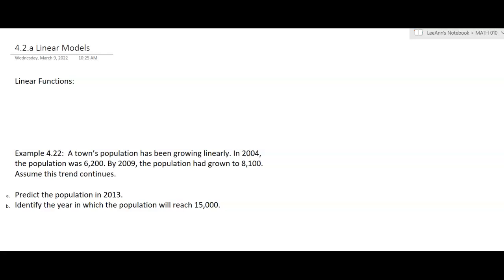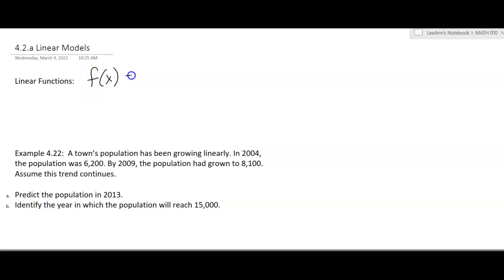Okay, so in section 4.2, we're going to be talking about linear models. What we want to do is take the information we know about linear functions and apply it to real-world situations. In a lot of situations, it is a linear model. Not all situations are linear models.